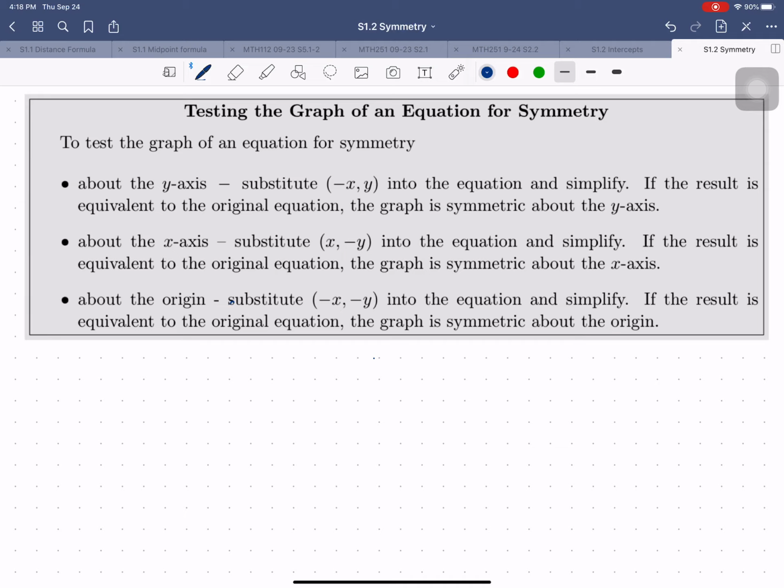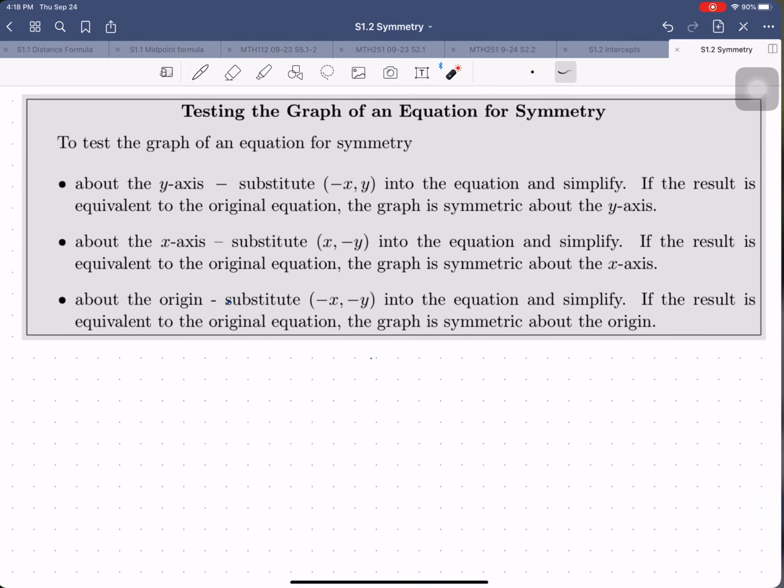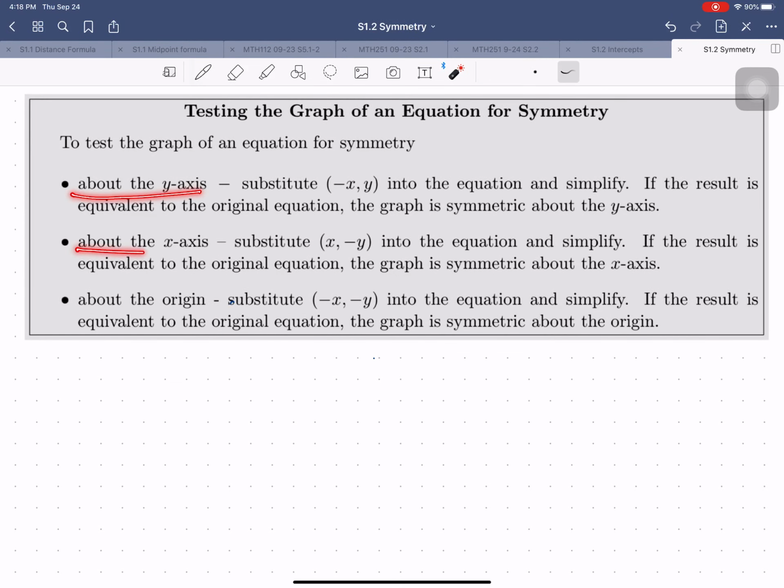We're going to continue our discussion of section 1.2 by taking a look at symmetry. I've copied here the table, the box from page 26 of your textbook that talks about testing a function for symmetry. And I want you to understand what we mean by symmetry. In this course, all we're worried about is symmetry about the y-axis, symmetry about the x-axis, or symmetry about the origin. Those are the only things we're going to test for at this point in the class.